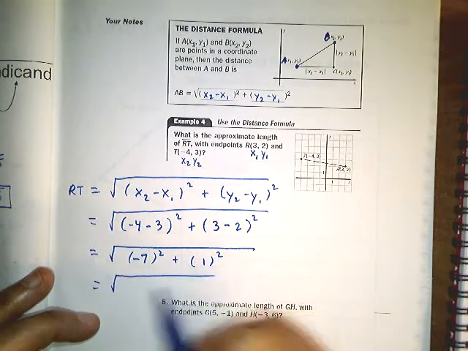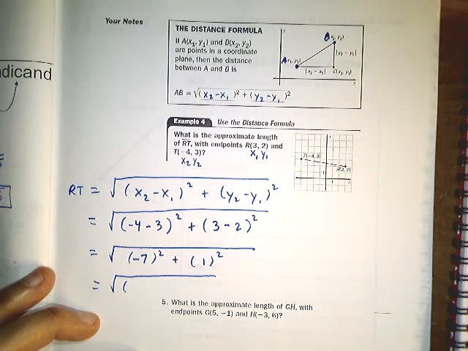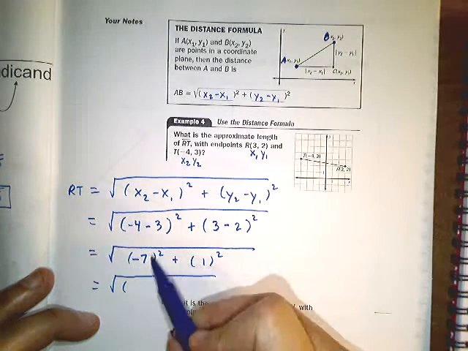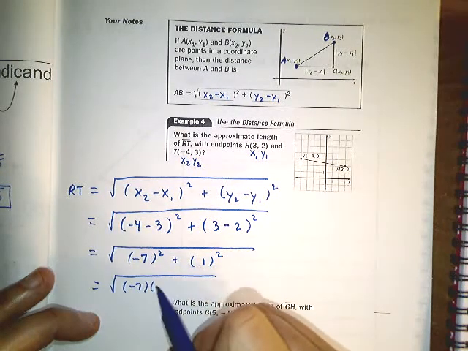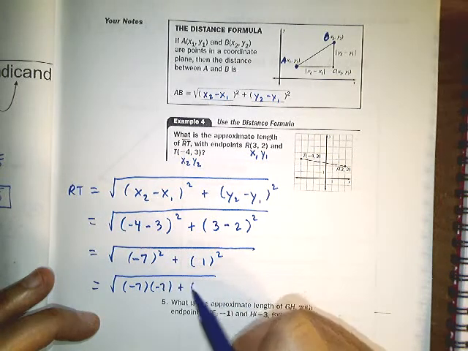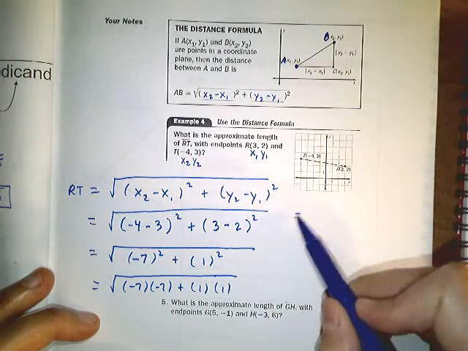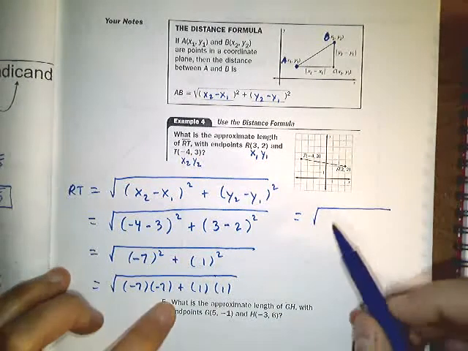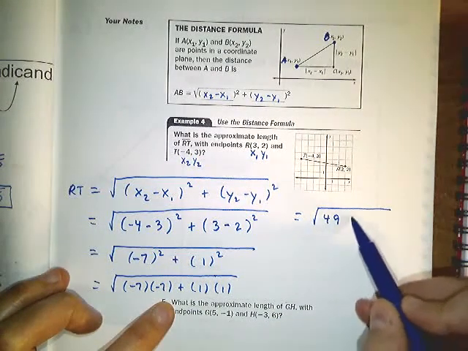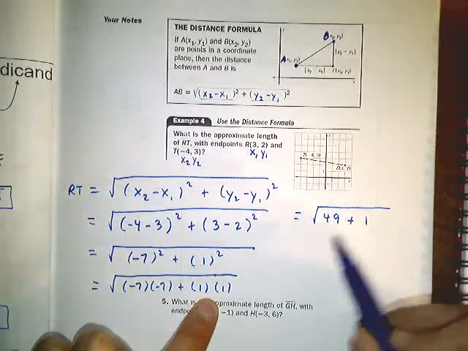Now, how do you square something? Well, when you square something, you're just multiplying that number by itself. So negative 7 squared is negative 7 times negative 7. Or, in this case, 1 squared is 1 times 1. So negative 7 times negative 7 is positive 49, and 1 times 1 is 1.